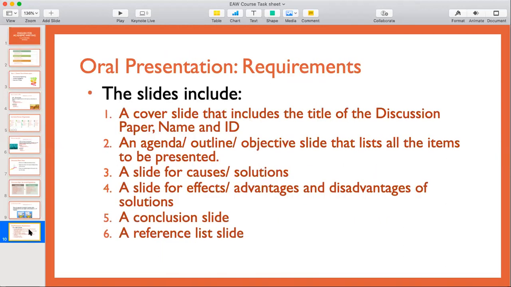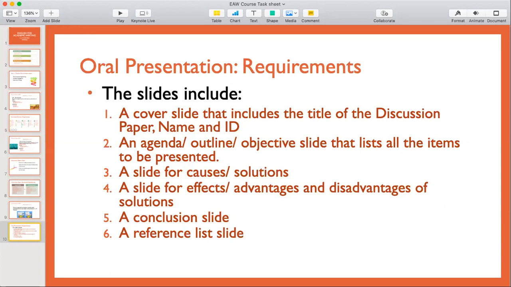Okay? What are the requirements for the oral presentation? What are the things that I should focus on? The first thing is that you should have a slide that includes the title of your discussion paper, your name, and your ID. This is very, very important. Then the agenda, outline, objective slide that lists all the items that are going to be presented, a slide for the causes, a slide for the effects or a slide for the solutions, a slide for the advantages and disadvantages of the solution, a conclusion slide, and a reference slide.